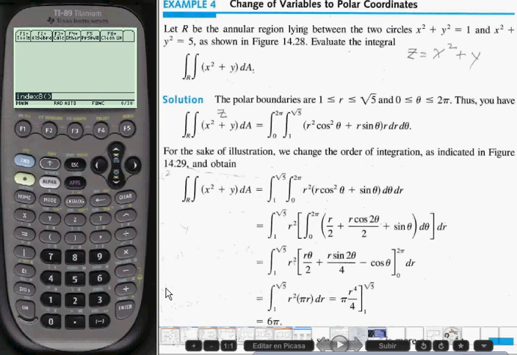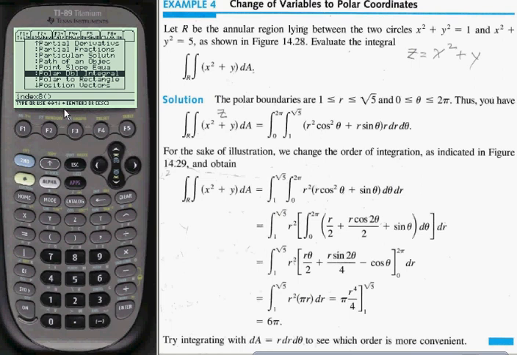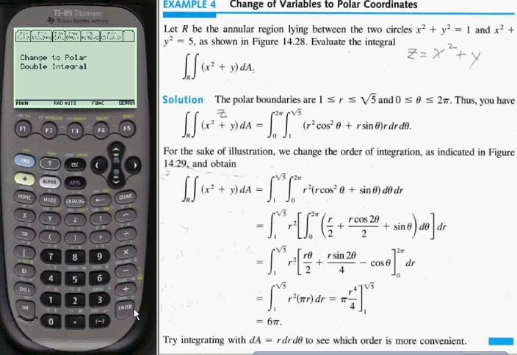So let's see how this works with my programs. Index 8 to get to the main menu. I'm already at polar and double integral because I wanted to save time with the video. I've spoken enough about this stuff. You scroll down to it, and this is the polar to double integral, so we're going to choose that. Press enter. We're changing polar to a double integral.